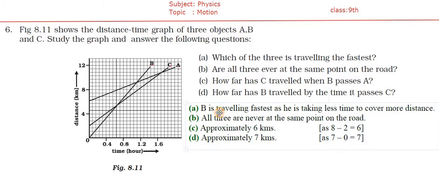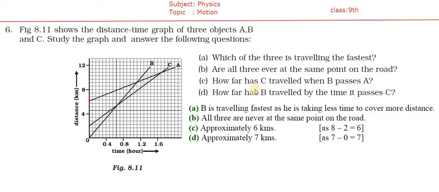So what's the first answer? B is traveling fastest as it is taking less time to cover more distance. Okay, next one: all three are never at the same point on the road. And here, how far has C traveled? It is approximately 6 meters. Here it is 4, and here it is 8, and in between it is around 6.